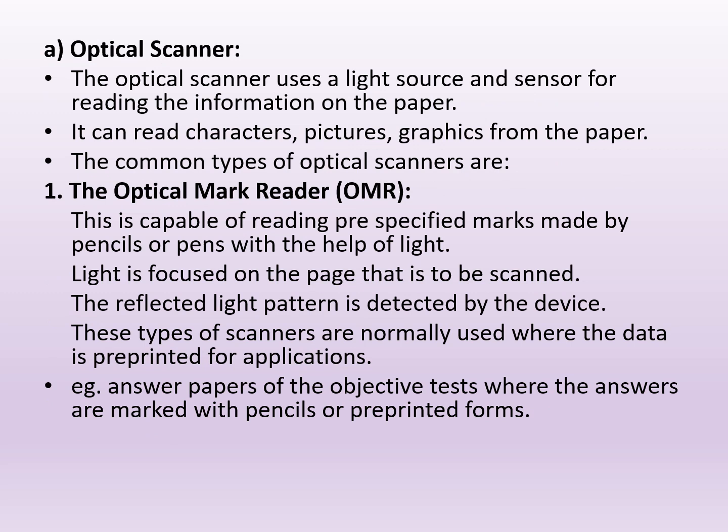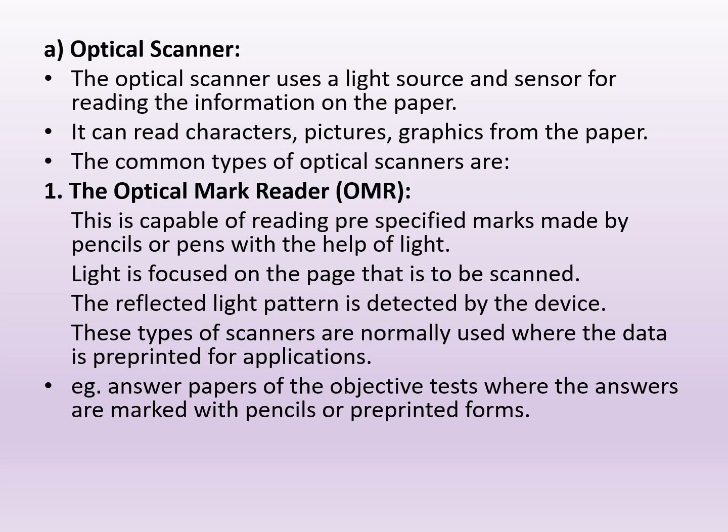Optical scanner. The optical scanner uses a light source and sensor for reading the information on the paper. It can read characters, pictures, and graphics from the paper. The common type of optical scanner is the OMR, optical mark reader. This is capable of reading pre-specified marks made by pencils or pens with the help of light.